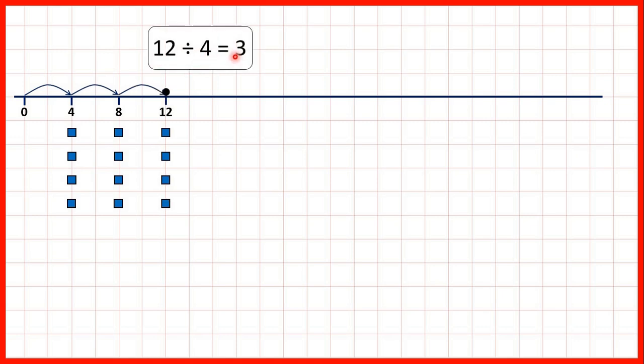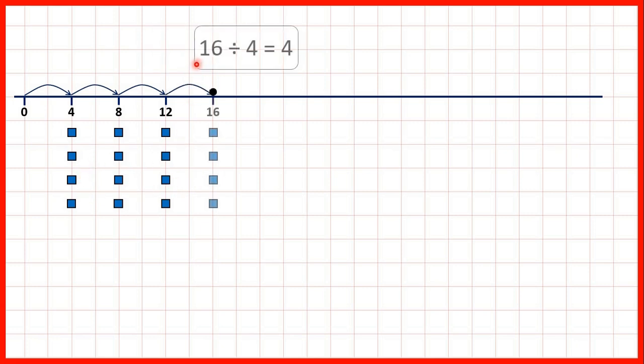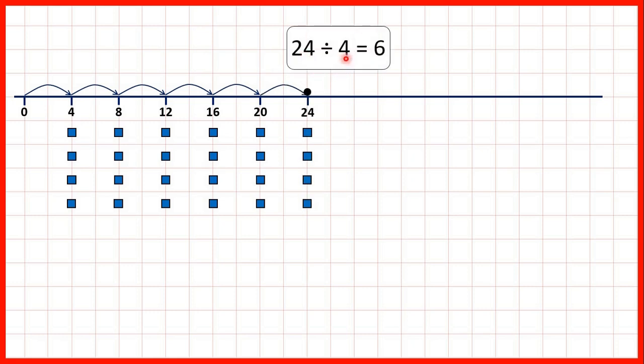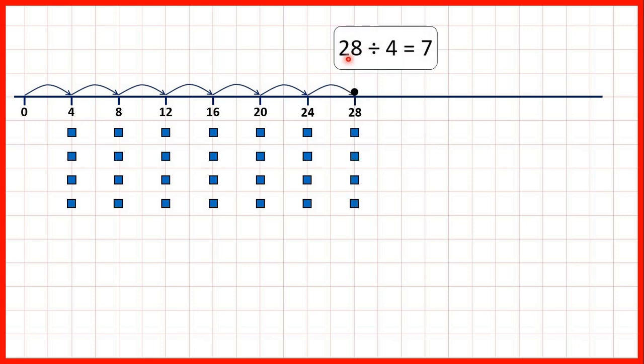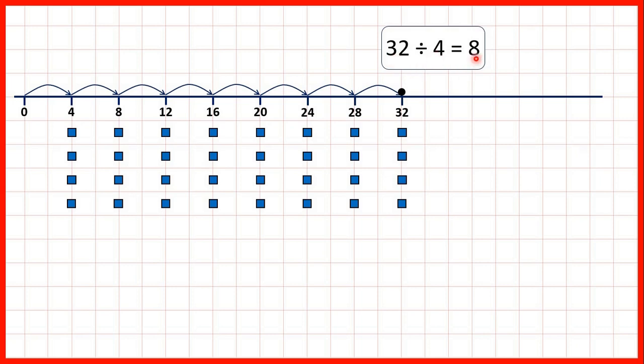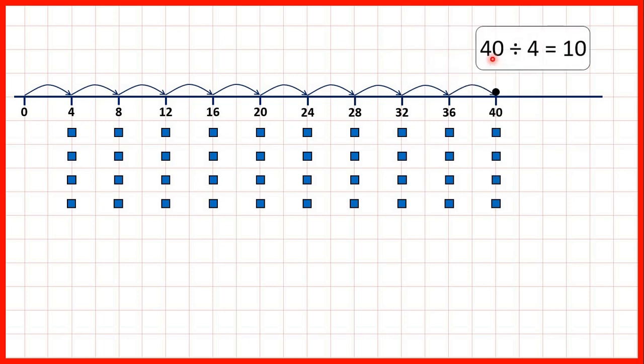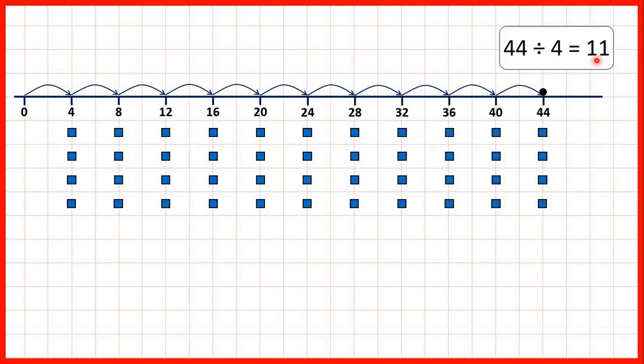12 divided by 4 is 3, because if we have 12 counters, we can make 3 groups of 4 or 4 groups of 3. 16 divided by 4 is 4. 20 divided by 4 is 5. 24 divided by 4 is 6. 28 divided by 4 is 7. 32 divided by 4 is 8. 36 divided by 4 is 9. 40 divided by 4 is 10. 44 divided by 4 is 11. And 48 divided by 4 is 12.